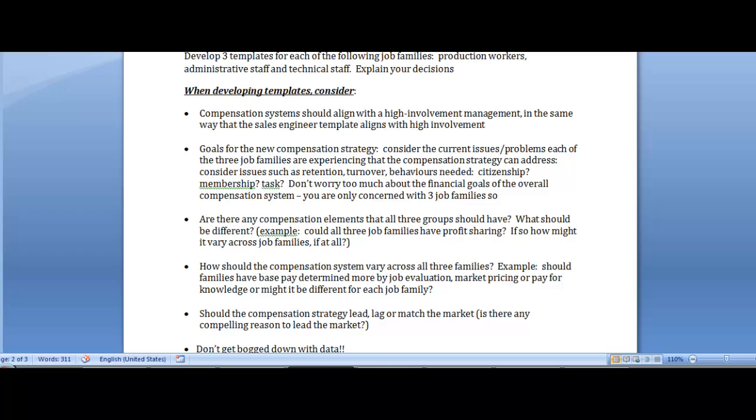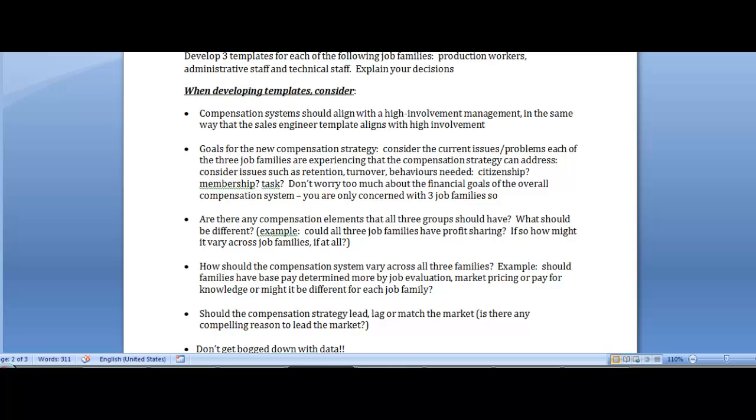Goals for the new compensation strategy. They told you in the short case some of the goals that they might be looking for the system to produce for them. So what you should consider is any current issues or problems that each of the 3 job families are experiencing that you think the compensation strategy that you're developing can address.